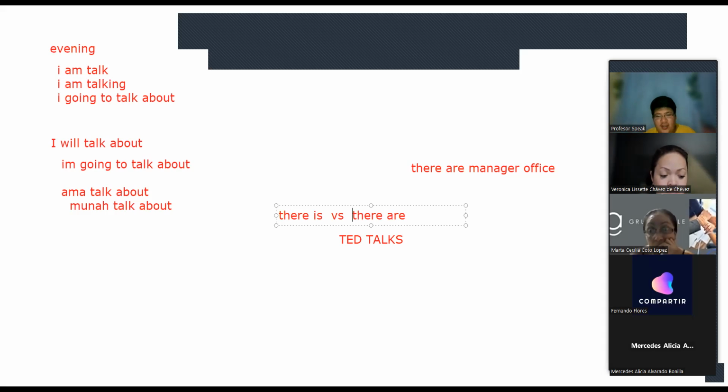There is one office, there is one person, there is a good environment, there is no information, there is no restriction to do it. There are no managers, there are no offices, there are offices, there are a lot of parking spaces, whatever, okay? Be careful with it. Other people didn't understand the question.